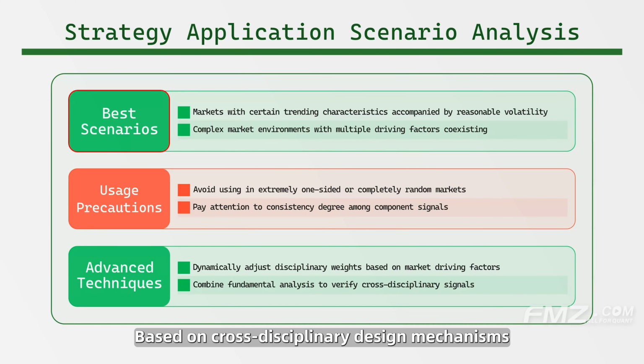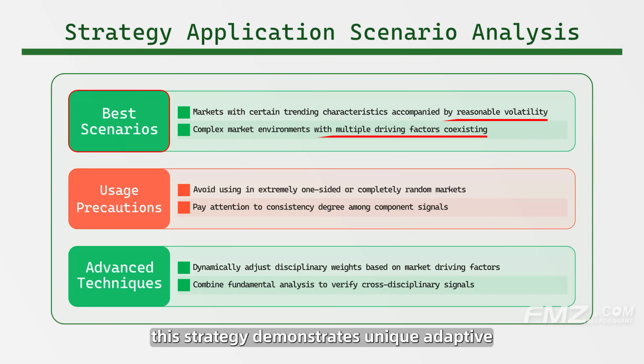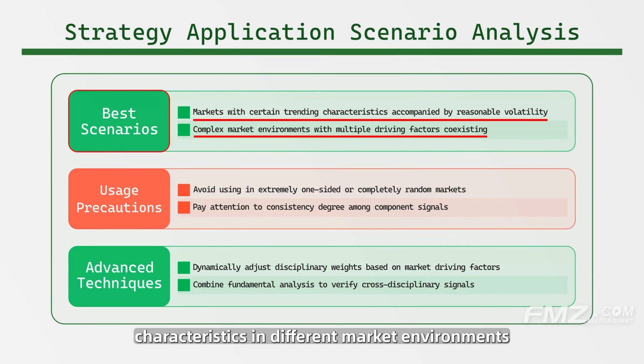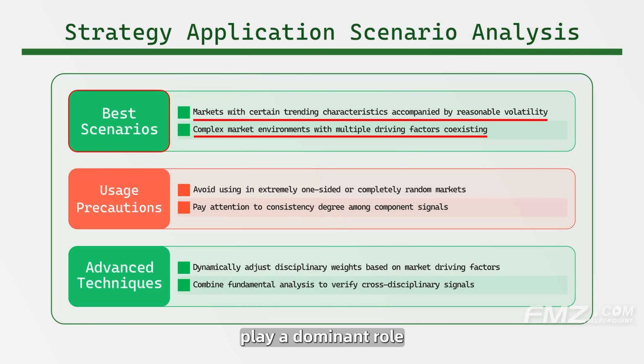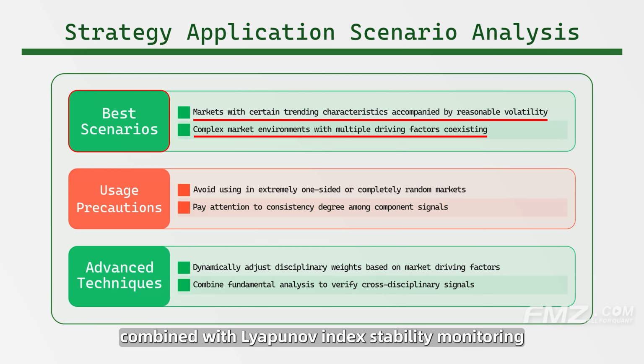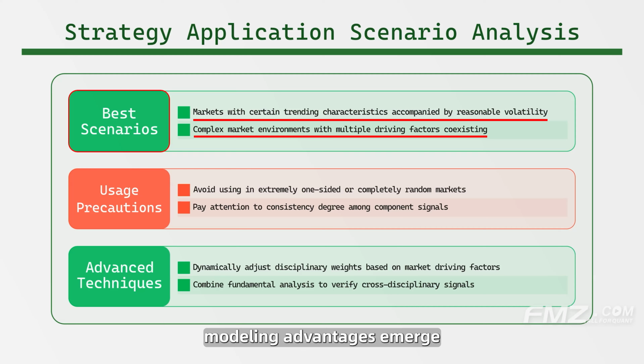Based on cross-disciplinary design mechanisms, this strategy demonstrates unique adaptive characteristics in different market environments. In clear trending markets, the economic component's momentum effect resonates with the quantum component's directionality, enabling effective trend opportunity capture. In oscillating markets, the statistical component's mean reversion characteristics play a dominant role, combined with Lyapunov index stability monitoring. In high volatility environments, the quantum component's uncertainty modeling advantages emerge, adapting to nonlinear price changes.